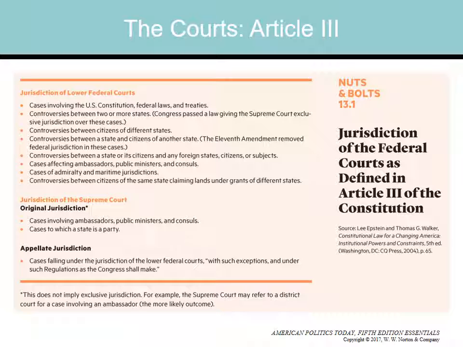Now, this is Article 3 in a nutshell, which is where we find judicial power. The jurisdiction of lower-level federal courts involves cases involving the United States Constitution, federal laws, and treaties. Controversies between 2 or more states, which is Congress passing a law giving the Supreme Court decision over the cases. Controversies between citizens of different states. Controversies between a state and citizens of another state, which the 11th Amendment removed federal jurisdiction in these cases.